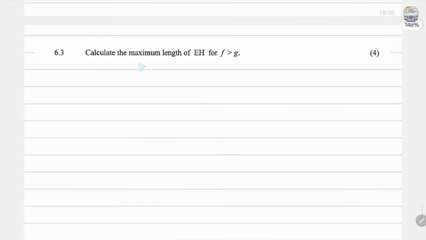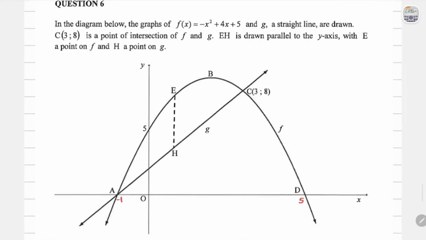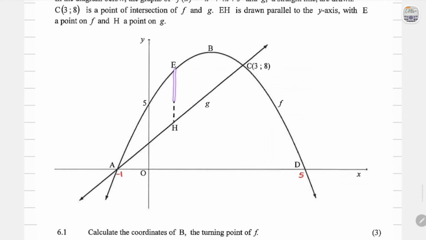Question 6.3 says, calculate the maximum length of EH for where f is greater than g. Okay, so in our graph, the length of EH where f is greater than g. Do you see that E lies on f? Okay, so that represents f. And then H lies on g. So where f is greater than g, that just means that the y value of f is going to be greater than the y value of g for EH when we want to find the length of EH.